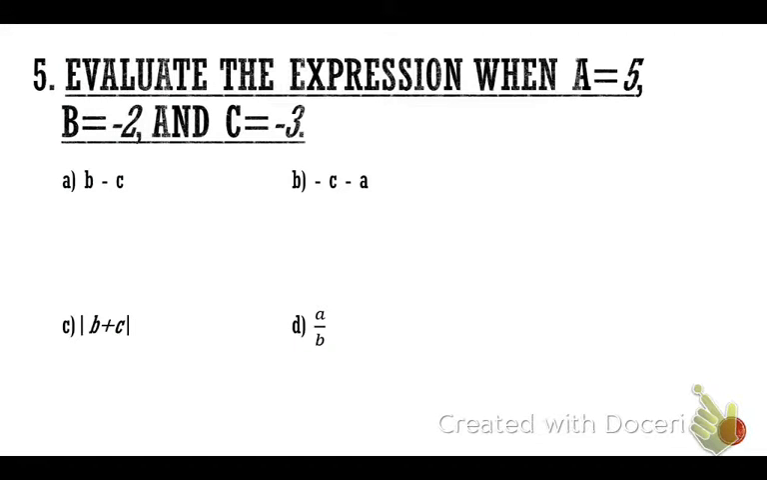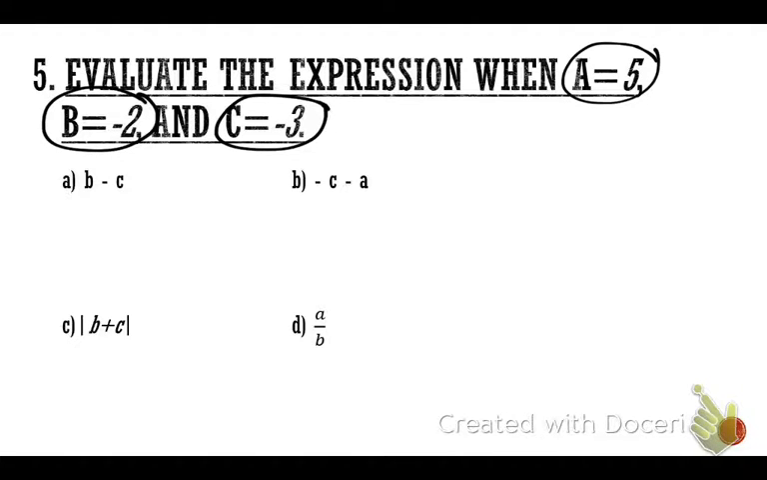All right, for this next one, it says to evaluate the expression when A equals 5, B equals negative 2, and C equals negative 3. I want you guys to take your pencils, and we're just going to circle this. This helps us to stand out and know, okay, A is a 5, B is a negative 2, C is a negative 3. That just helps you to slow down and really examine what we're plugging in. Let's start with B minus C.